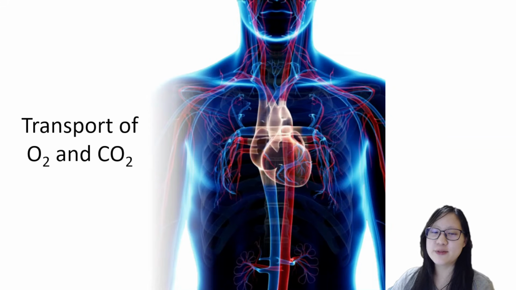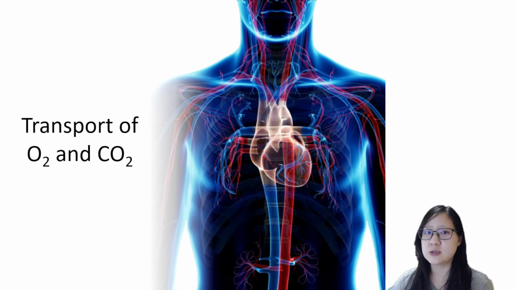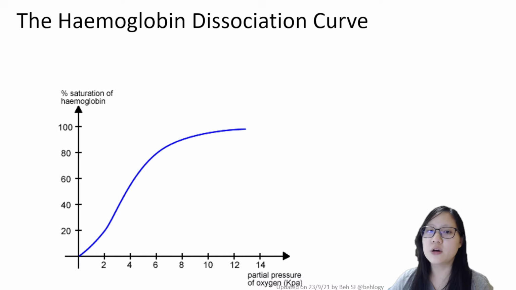Hello everyone and welcome to chapter 8.2. This is transport of oxygen and carbon dioxide. Now when we talk about the transport of O2 and CO2, one molecule should come to mind, and that molecule is hemoglobin. It is found in large quantities in red blood cells, and its primary function is to transport both oxygen and carbon dioxide. So we start our story with something we call the hemoglobin dissociation curve.